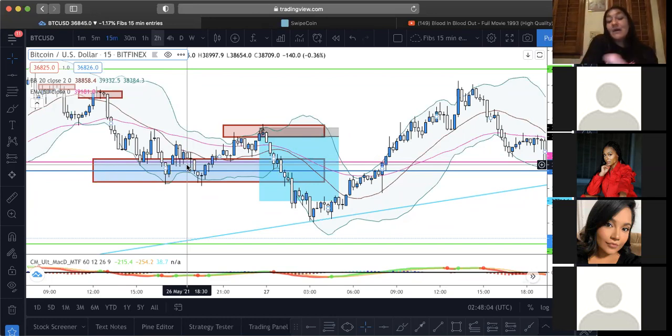So guys, that would have been a good little bag. I don't care what anybody says. The small profits add up. Whether it's 20 bucks, $2, it adds up. Look at the trading compounding plan that I gave you guys.